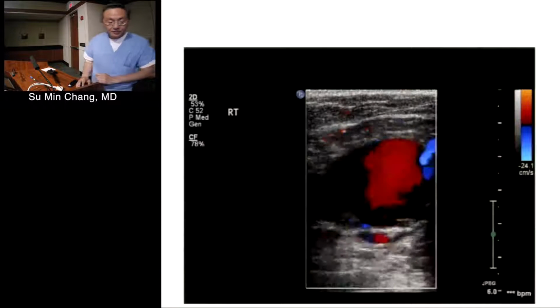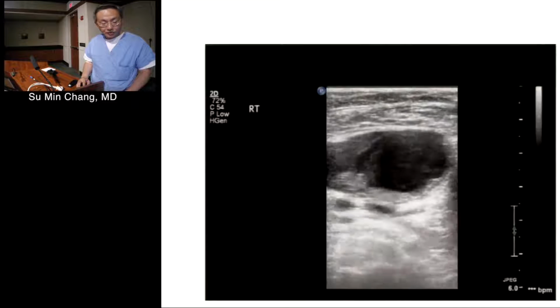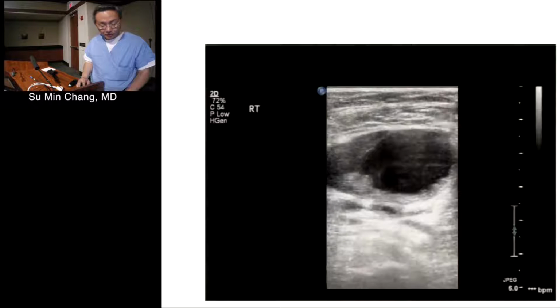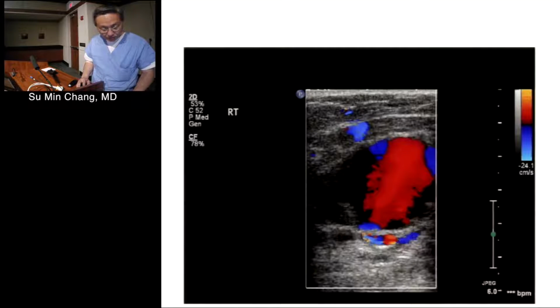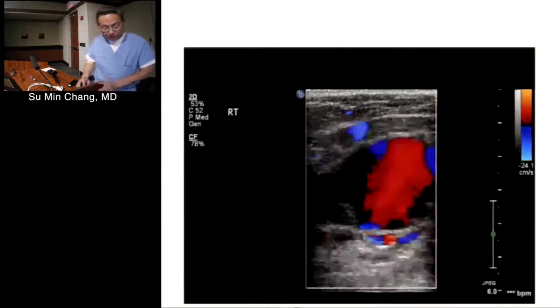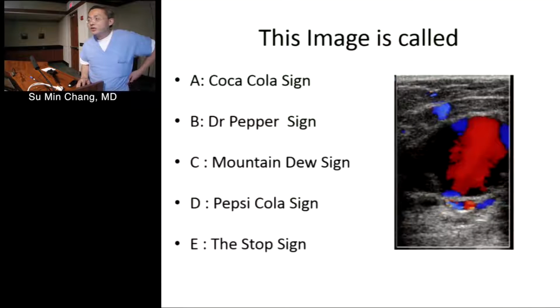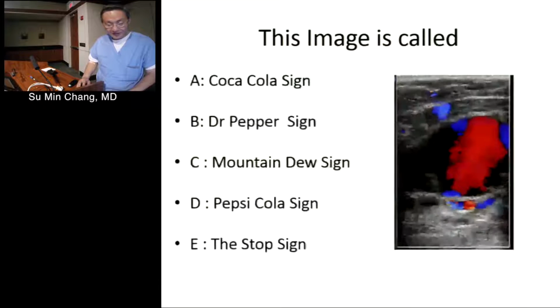Okay, so this is ultrasound. Okay, so Rob, this is a question. This is without color. Okay, so this is the pseudoaneurysm. Sorry about that, I'm going to play it one more time. So Rob, what's your question? Which one? The Pepsi sign. Very good.